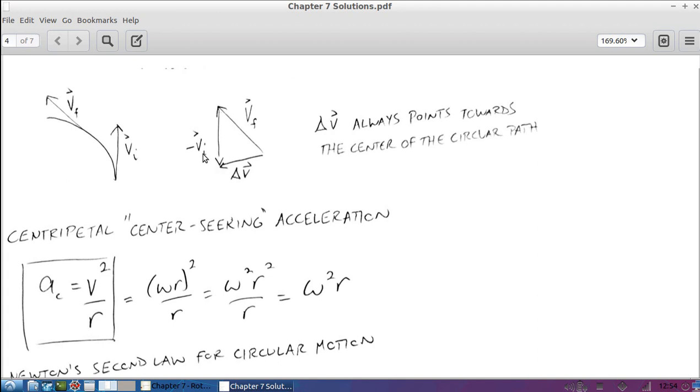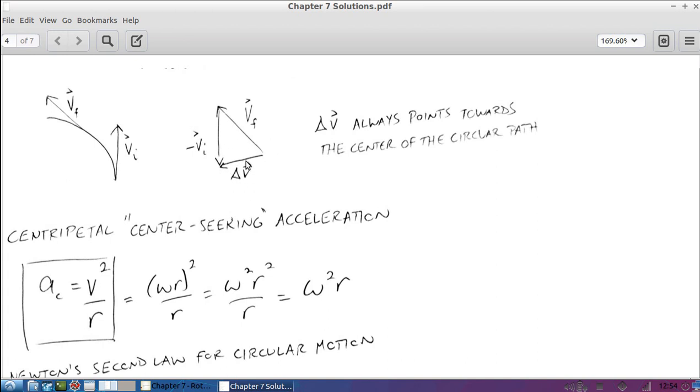And so I'm adding these two vectors graphically. So I'm adding v final plus a negative v initial. So v final minus v initial is this vector right here, right? I'm using the tip to tail method from chapter 3. V final minus v initial is this, delta v.